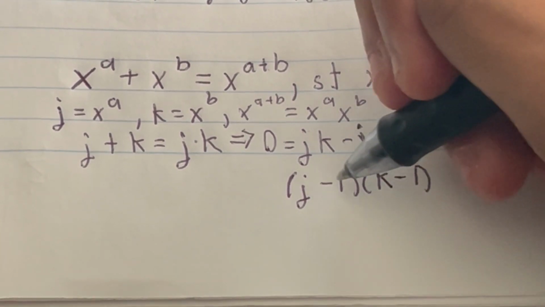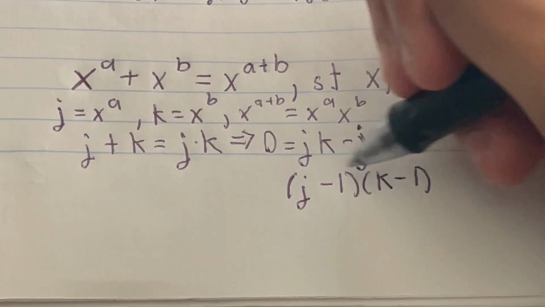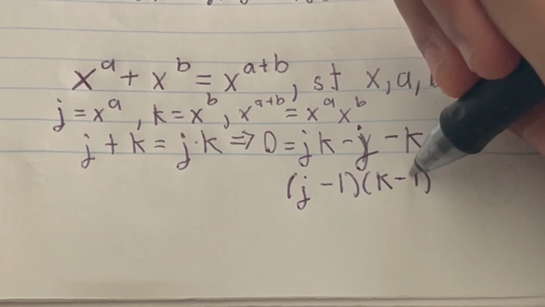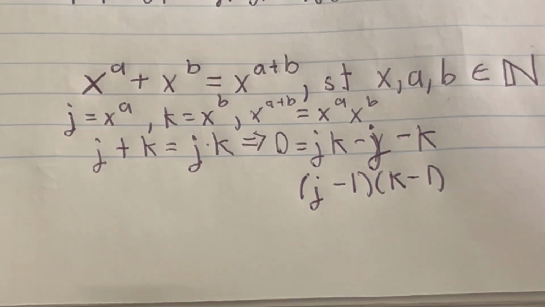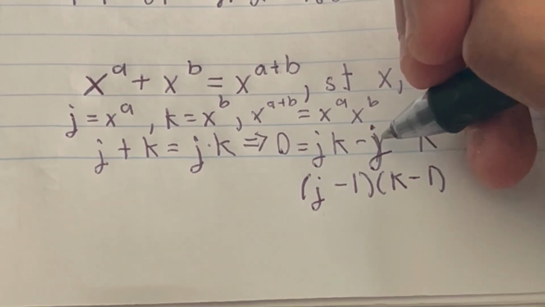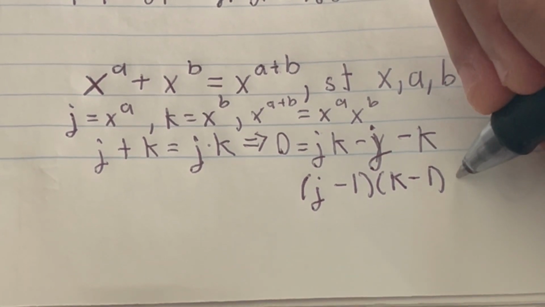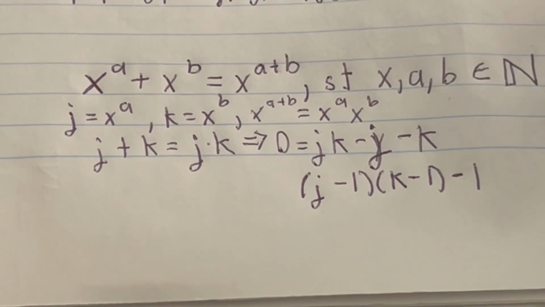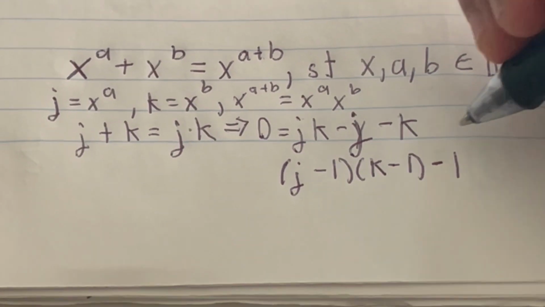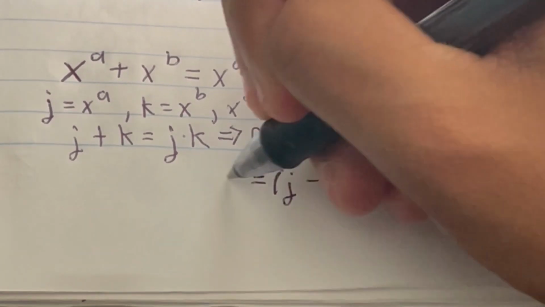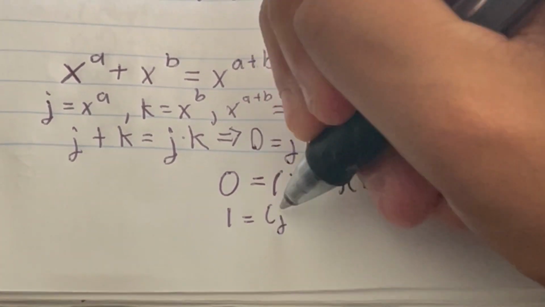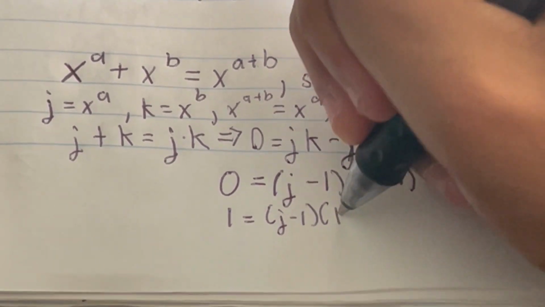And if you FOIL this out, you'll get jk minus j minus k, but there's also a plus 1. But we don't want that plus 1. This is just jk minus j minus k, not jk minus j minus k plus 1. So let's subtract a 1 from here. And now this is identical to jk minus j minus k. And again, this was equal to 0. Let's add 1 on both sides to get 1 equals j minus 1 times k minus 1.